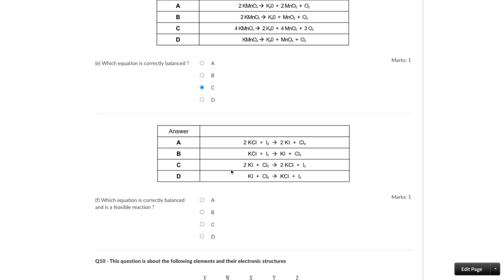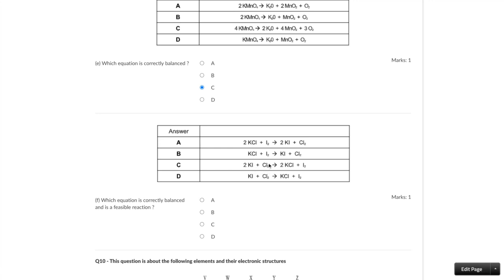Correctly balanced. But answers A and C were correctly balanced, but there was a deliberate wording in here, which was "feasible". So it's telling you which of these is feasible. So this is about halogens and about displacement reactions. In equation A, this is potassium chloride reacting with iodine. In equation C, it's potassium iodide reacting with chlorine. So it's the other way around.